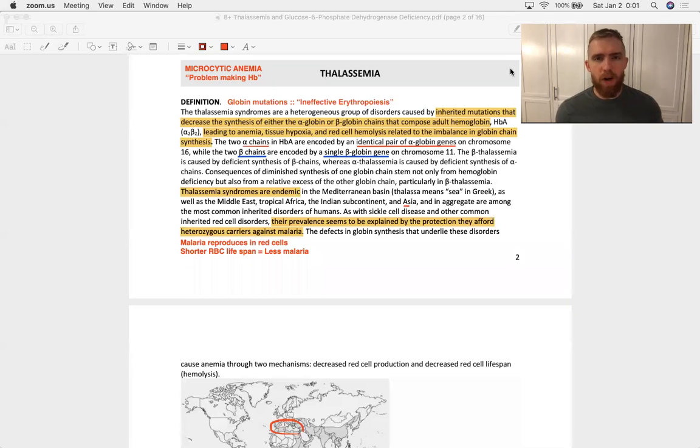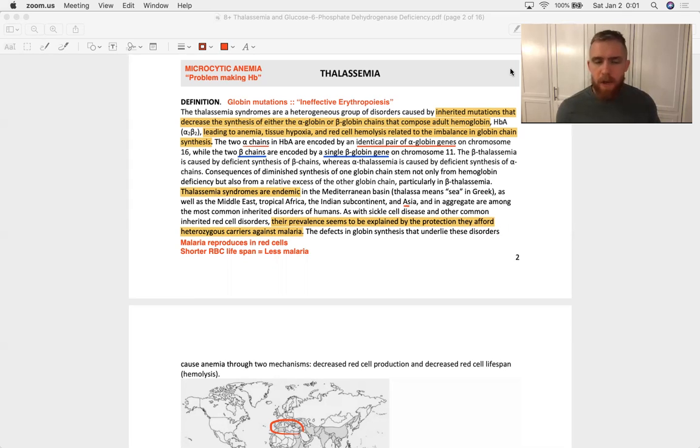Hello, let's talk about thalassemias. A thalassemia is a heritable microcytic anemia in which there's a problem making hemoglobin, which is common to all microcytic anemias. Now, there's a problem making hemoglobin due to mutations in either the alpha or the beta globin protein.